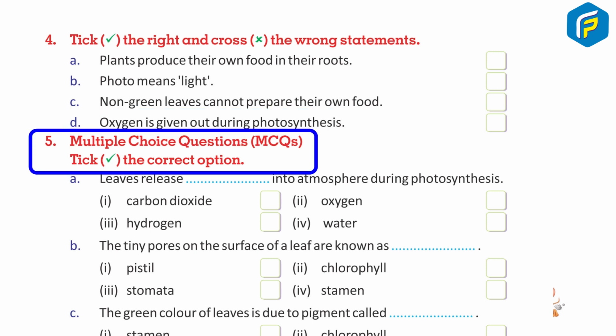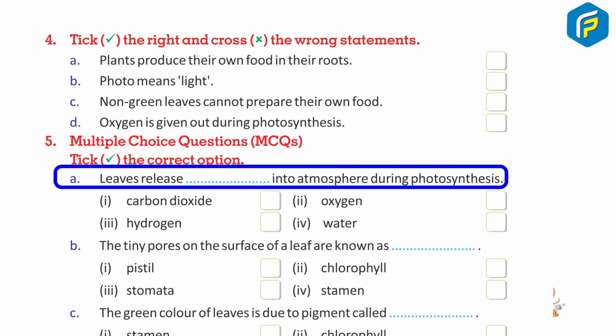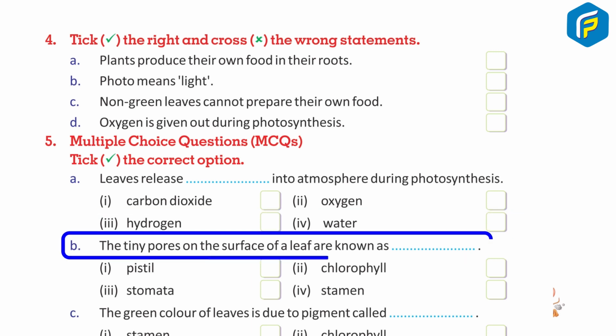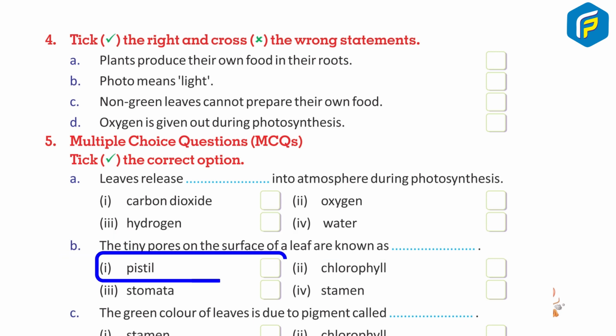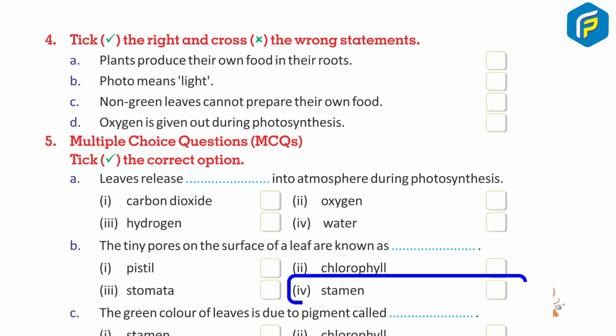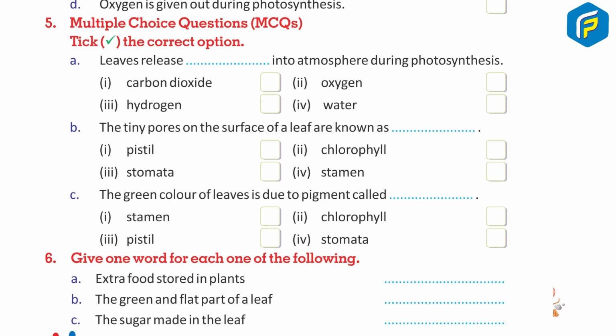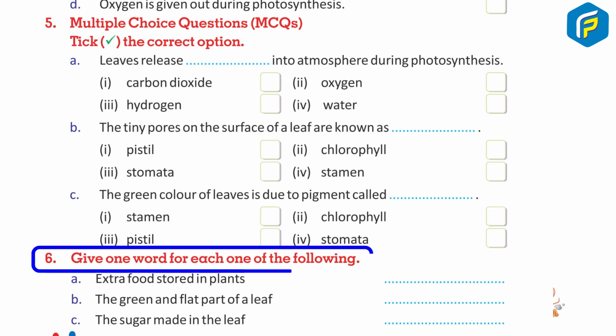5. Multiple choice questions. MCQs. Tick the correct option. A. Leaves release dash into atmosphere during photosynthesis. 1. Carbon dioxide. 2. Oxygen. 3. Hydrogen. 4. Water. B. The tiny pores of the surface of the leaf are known as dash. 1. Pistil. 2. Chlorophyll. 3. Stomata. 4. Stamen. C. The green color of leaves is due to pigment called dash. 1. Stamen. 2. Chlorophyll. 3. Pistil. 4. Stomata.